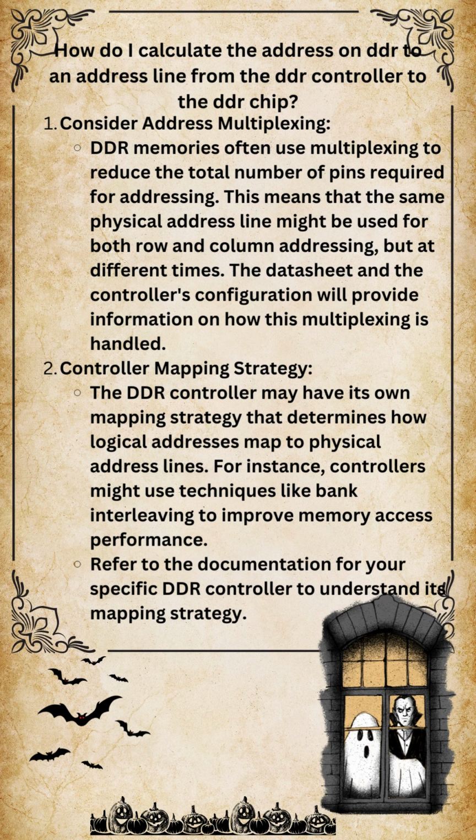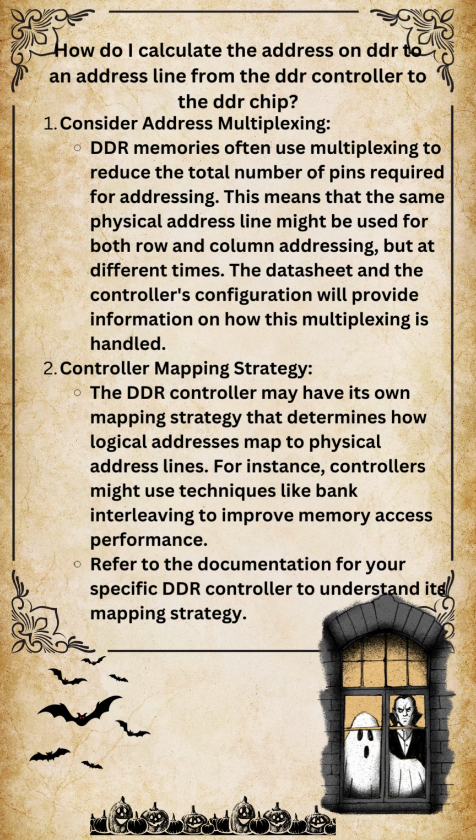Consider address multiplexing. DDR memories often use multiplexing to reduce the total number of pins required for addressing. This means that the same physical address line might be used for both row and column addressing, but at different times. The datasheet and the controller's configuration will provide information on how this multiplexing is handled.